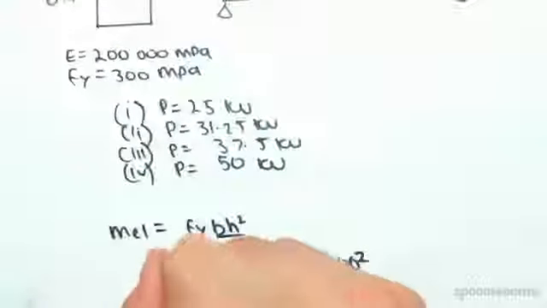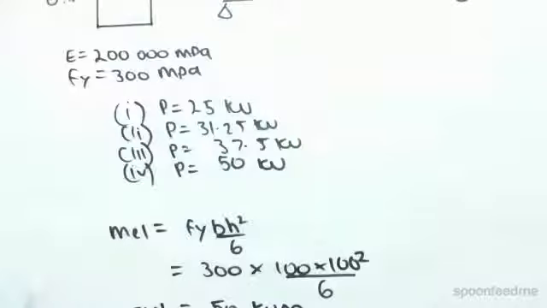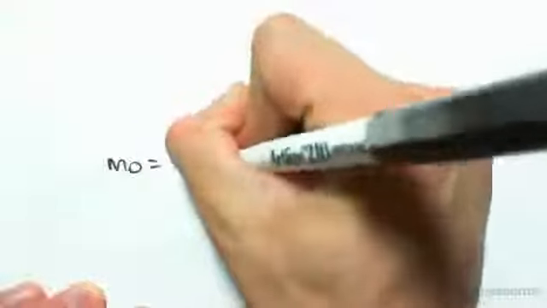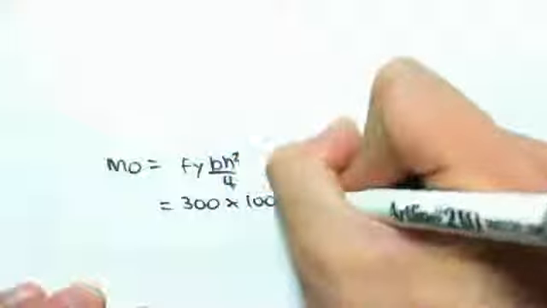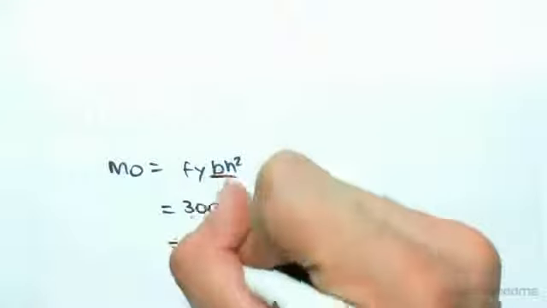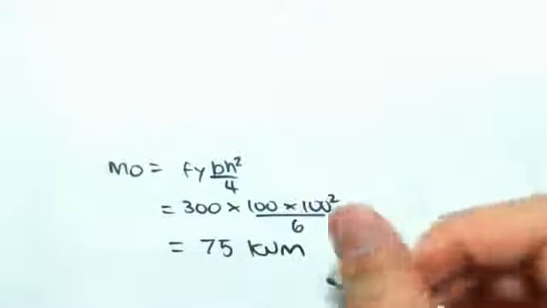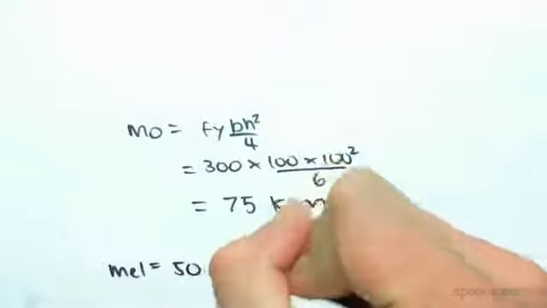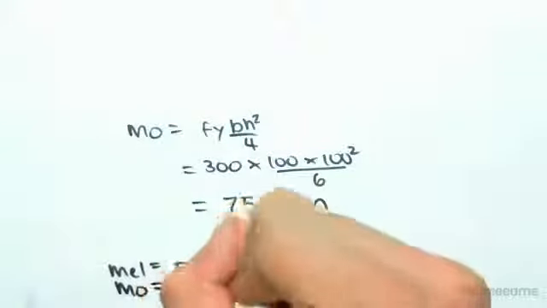Okay, so that's MEL. The next value we want to find would be MO, which is the plastic limit. So to find that, MO equals Fy BH squared on 4. So it's 300 by 100 by 100 squared on 4, this is working in Newton millimeters. Converting to kilonewton meters, you'd get 75 kilonewton meters. So let's just rewrite that. MEL equals 50 kilonewton meters, and MO equals 75 kilonewton meters.